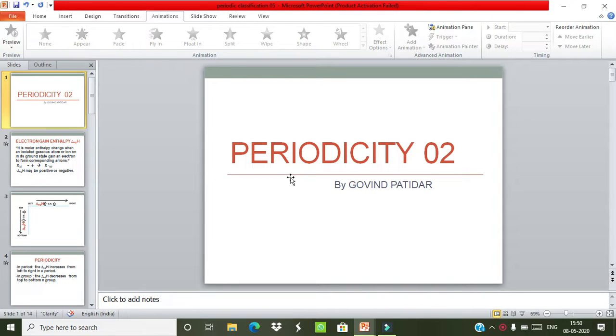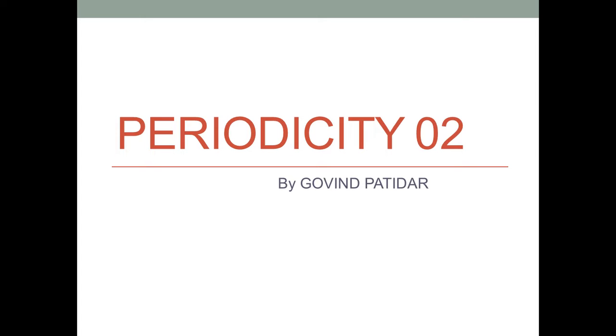Today we continue our chapter Periodic Classification of Elements. In our previous lecture, we discussed various periodic trends like ionization enthalpy, atomic sizes, and Z effective. Today we discuss the remaining periodic trends like electron gain enthalpy, electronegativity, and valency, and their variation along periods and groups.